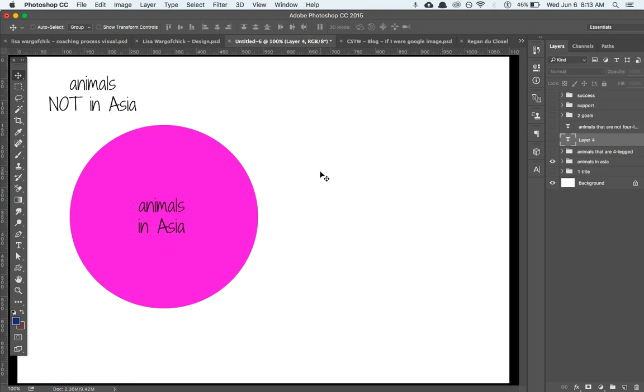Okay? So of all the animals in the world, maybe there's, I don't know, maybe 1 million or 2 million, I don't know. It could be quite a million animals that are in Asia, and then all the rest of them will not be in Asia. So inside the circle is included in the collection and outside is not.